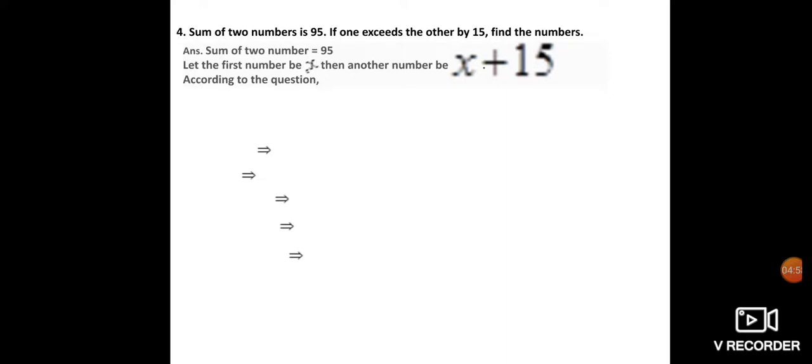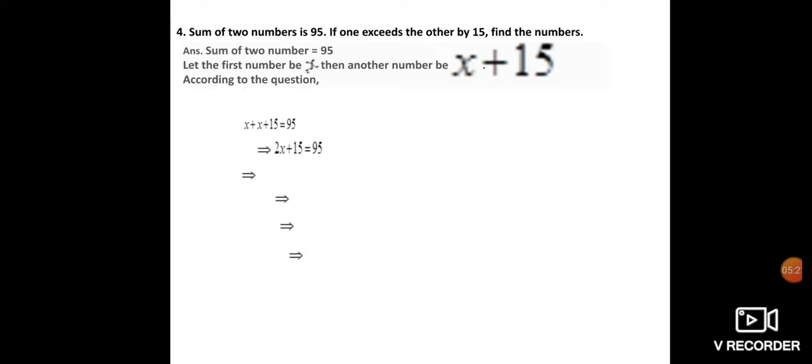Sum of two numbers is 95 and if one exceeds the other by 15, find the numbers. So what is given? Sum of two numbers is 95. First number be x, another number be x plus 15, as they are saying in the question, one exceeds the other by 15. So according to the question, the sum of both, it means x plus x plus 15 is equal to 95.